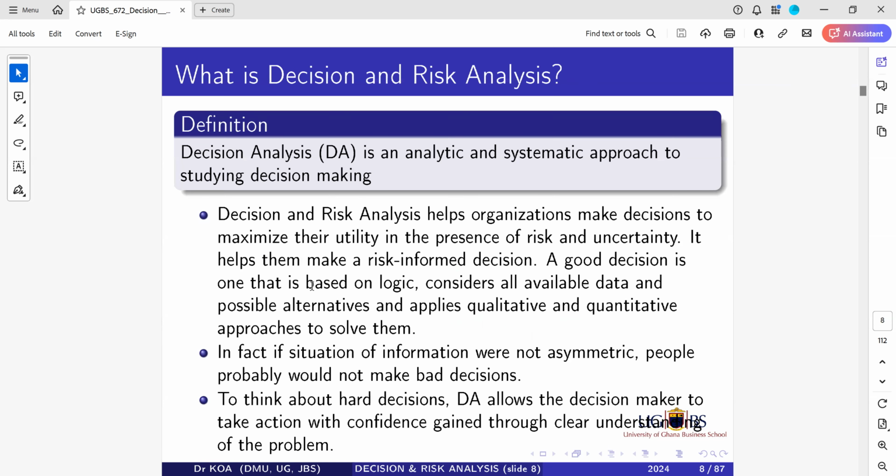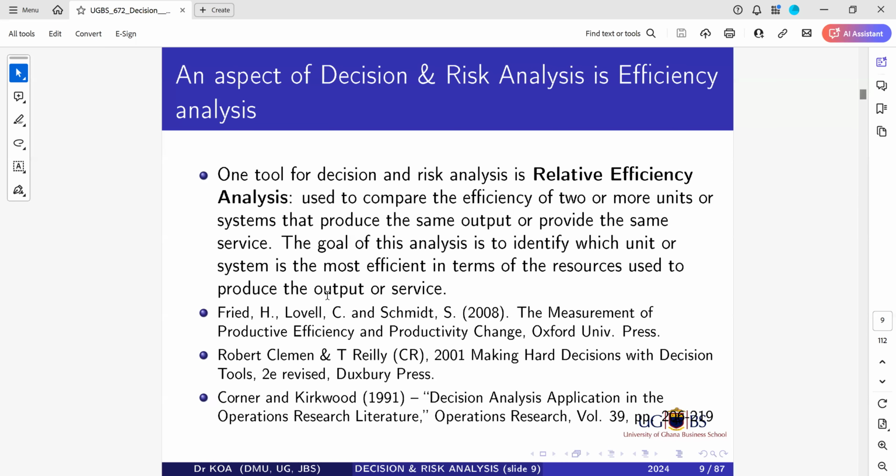And that's it. The basic tenets of decision analysis, you've already gone through that. I'm not going to go through much of that. But the aspect of the decision analysis we are going to look at is efficiency measurement. Efficiency measurement is one of the tools of decision and risk analysis. And there are quite a number of references.